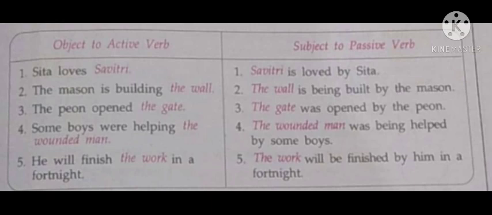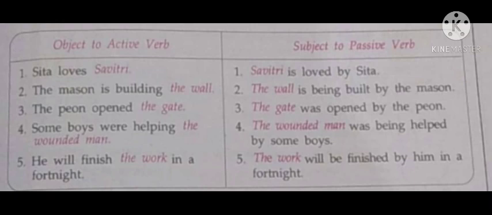Here we have a few more examples. Sita loves Savitri. The mason is building the wall. The peon opened the gate. Some boys were helping the wounded man. He will finish this work in a fortnight. The object of the active voice becomes the subject of the passive voice.